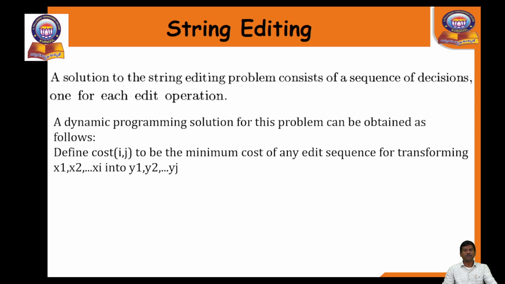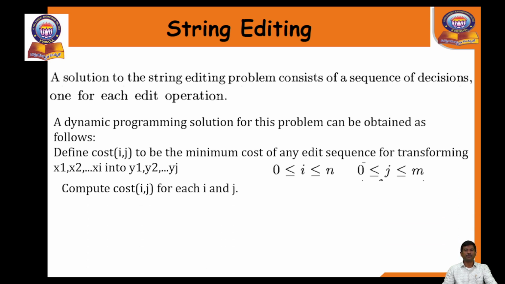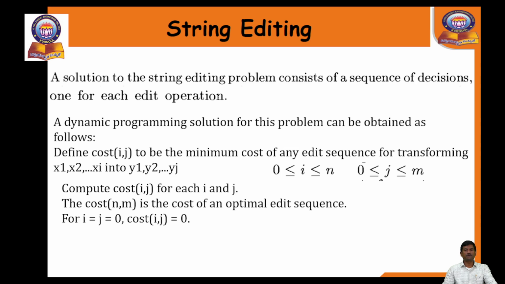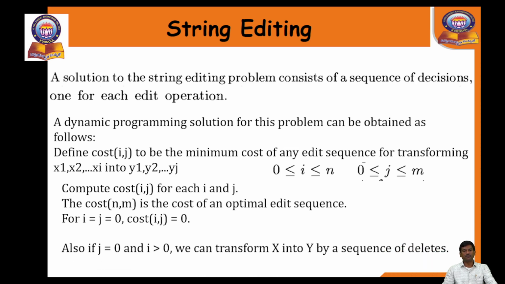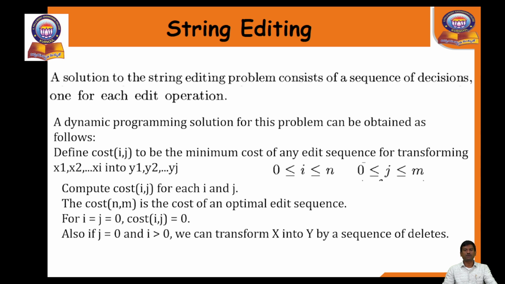That is, define the cost of i comma j to be the minimum cost of an edit sequence for transforming x into y, where i ranges between 1 to n for xi and j ranges between 0 to m for yj. So you need to compute the cost. So cost of n comma m is the cost of the optimal edit sequence. For i equal to 0, j equal to 0, cost of i comma j is given as 0.